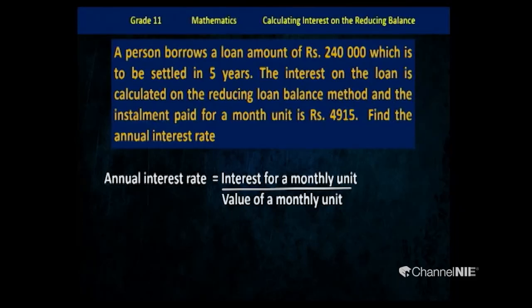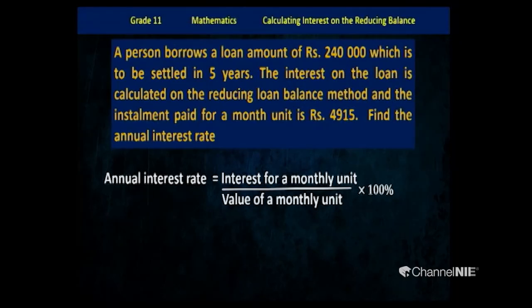Look at this. First you find the interest for a monthly unit divided by value of a monthly unit. Here value of a monthly unit means part of the loan paid per month. Part of the loan paid per month without interest is known as value of a monthly unit. Now, when you get this fraction, you are going to find the interest rate. Therefore, multiply it by 100%, to convert it to a percentage or to find the rate.